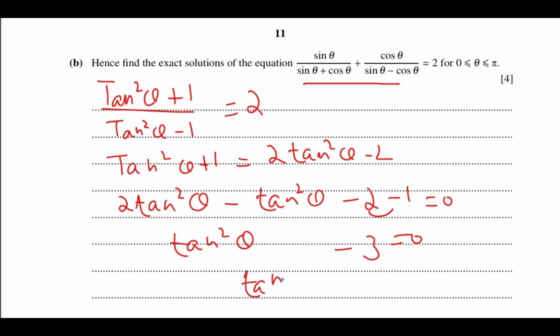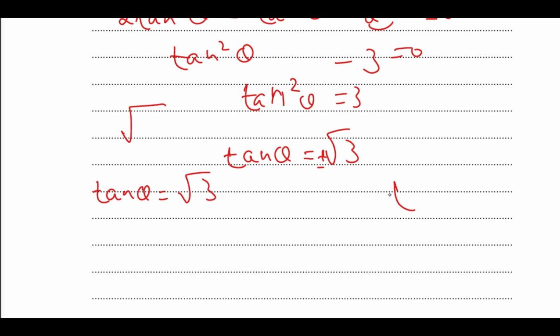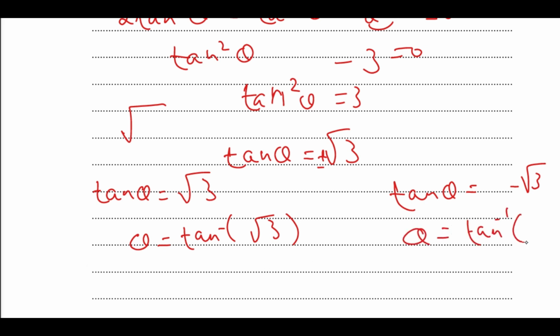Now tan square theta equals 3. Taking square root, we will have tan theta equals under root 3, and once it will be positive, once it will be negative. Tan theta equals under root 3, tan theta equals minus under root 3. So theta is equal to tan inverse under root 3, and theta equals tan inverse of minus under root 3.